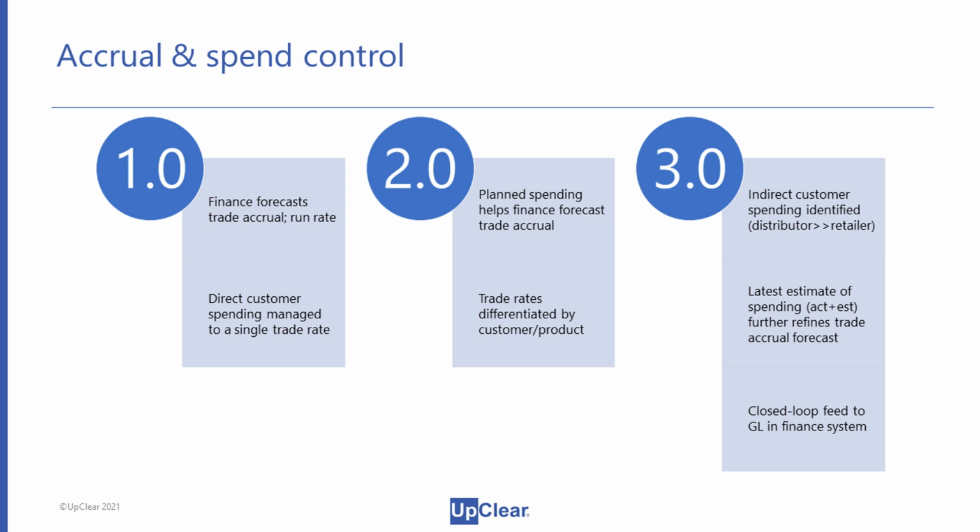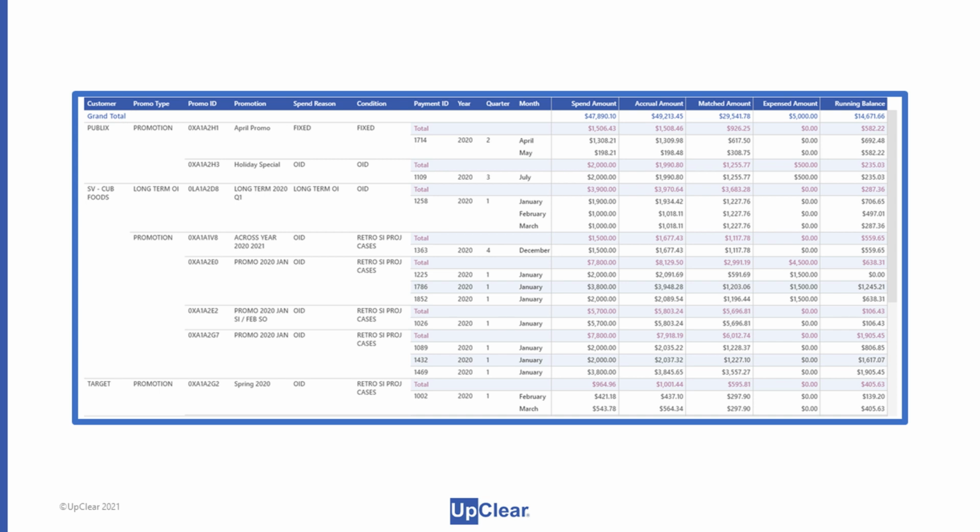The other thing that really refines the forecast is that instead of just a planned spending, you're able to blend together actuals that have already been booked and estimates for the rest of the year to refine that accrual. And in some cases, the loop gets completely closed to finance, and the accrual generation process is automated.